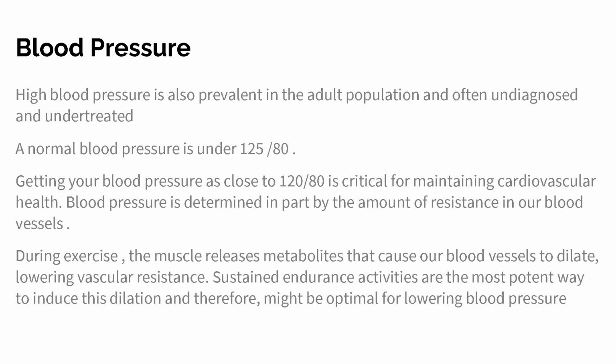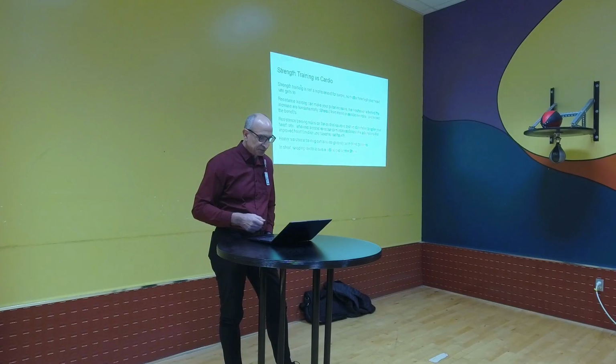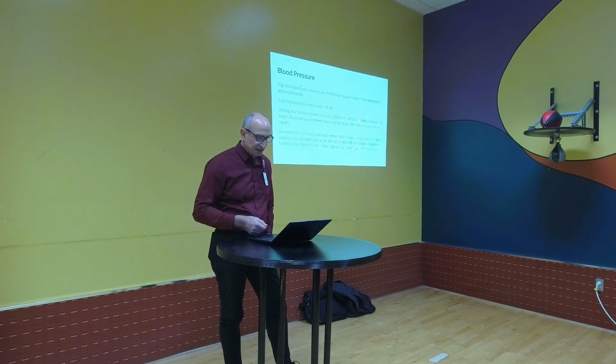A normal blood pressure is listed as being as close as possible to 120 over 80. Getting your blood pressure as close to 120 over 80 is critical in maintaining cardiovascular health. Blood pressure is determined in part by the amount of resistance in our blood vessels. During exercise, the muscles release metabolites that cause our blood vessels to dilate, lowering the vascular resistance. Sustained endurance activities are the most potent ways to induce dilation and therefore are optimal for lowering your blood pressure.